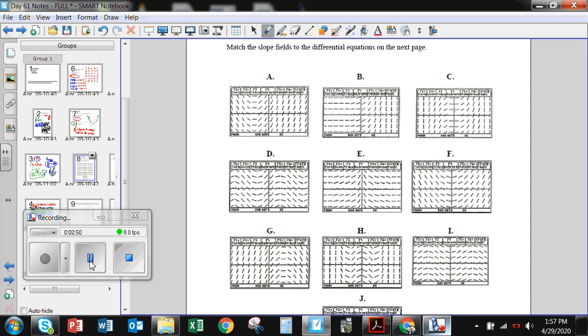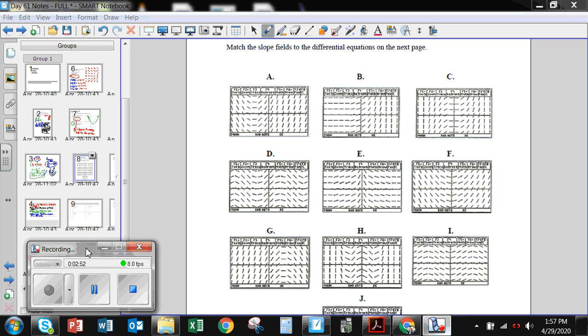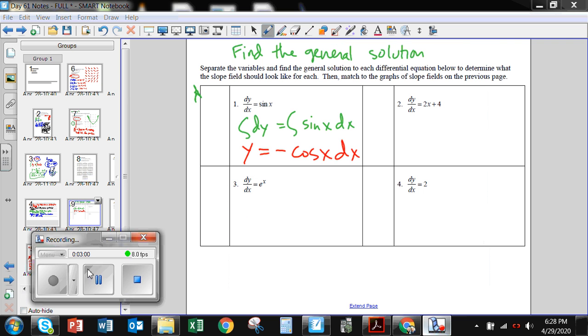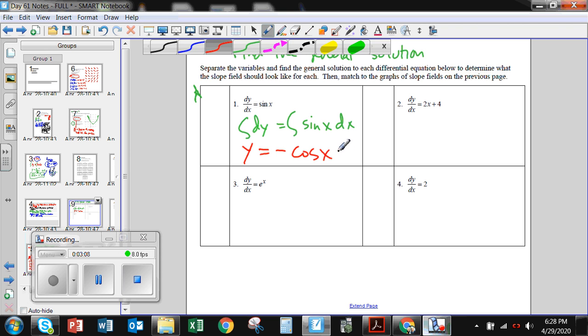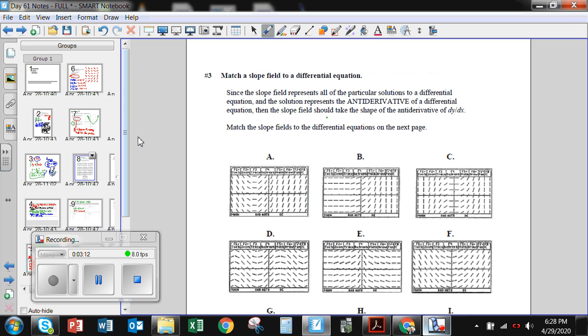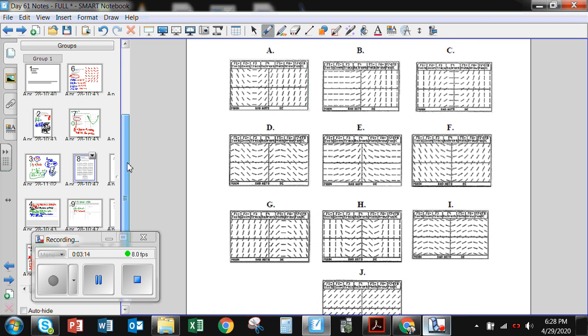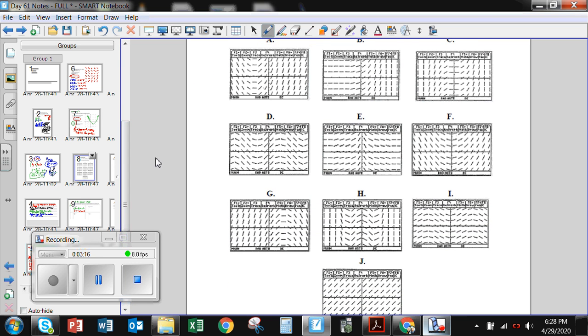So let's start going back to those other pages and start separating the variables and finding out what the particular equation is. We know the antiderivative is y equals negative cosine x. Oops, I wrote dx. I meant to write plus c. Now all I do is go back up above and check all these graphs, and I think I can get them all there.